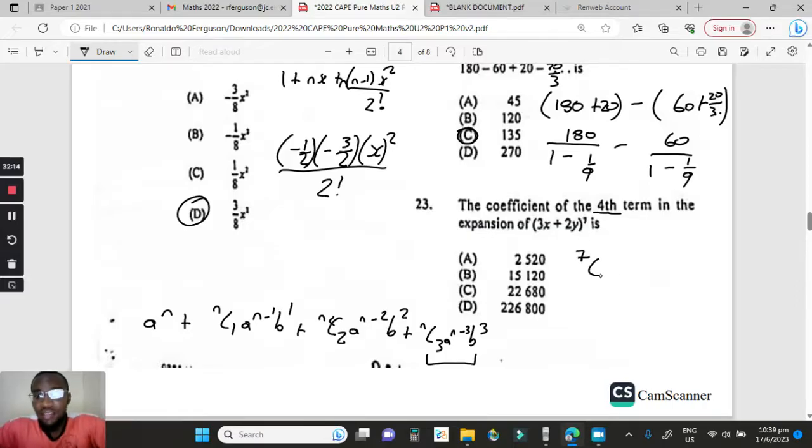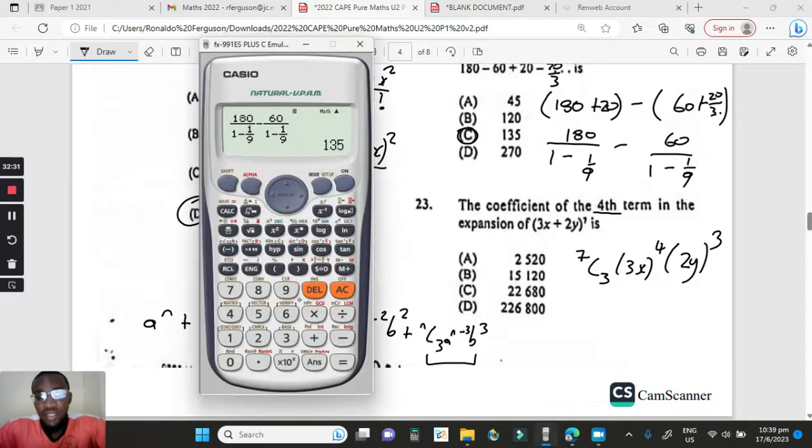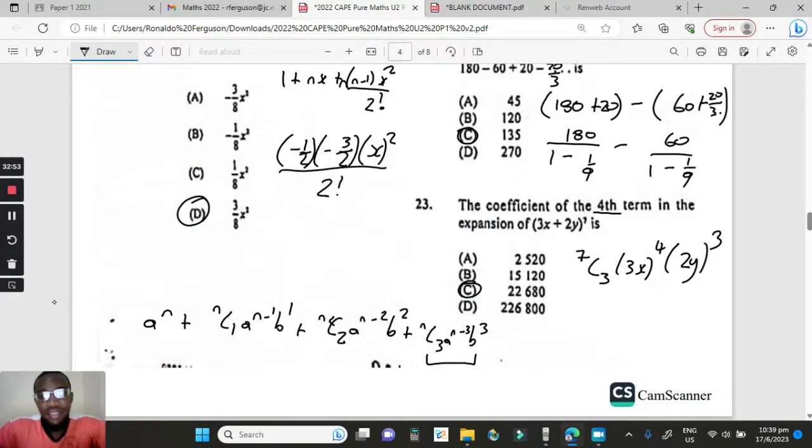In that case, it is 7 choose 3. This is now 3x to the n - 3, 7 - 3 is 4, times 2y cubed. So we'll just put in 7 choose 3 times 3 raised to the fourth power, and then we multiply that by 2 cubed. That's 22680. That's it. C.